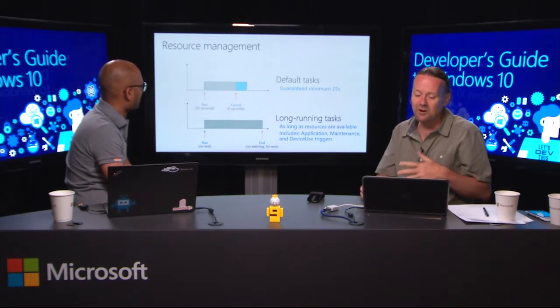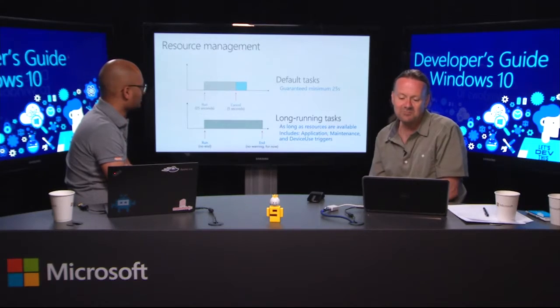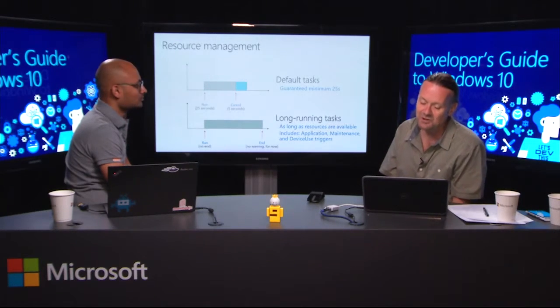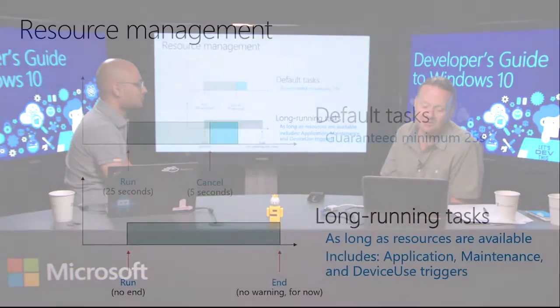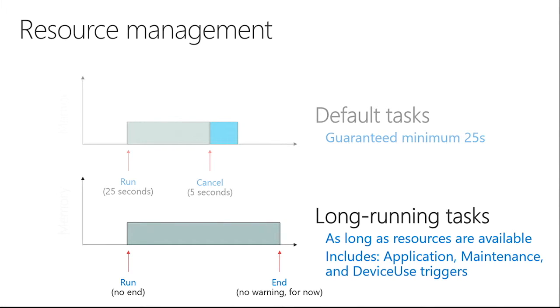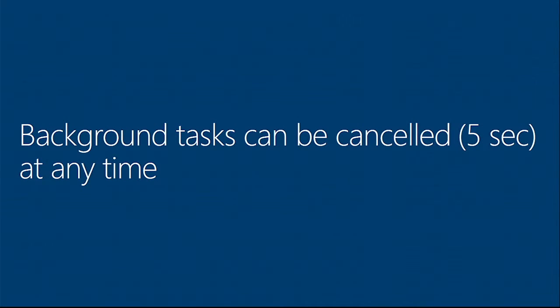Yeah. But these long-running ones, like maintenance, device use, and application trigger, can continue to run as long as resources are available. But you might get terminated without warning for these ones. So that's the usual expectation, right? That's right. So you won't get cancellation on those at the moment. So you just have to design these to be interruptible. I think it's like the golden rule now, isn't it? It's always just make sure that wherever you are, you always feel like you could get interrupted at any point.